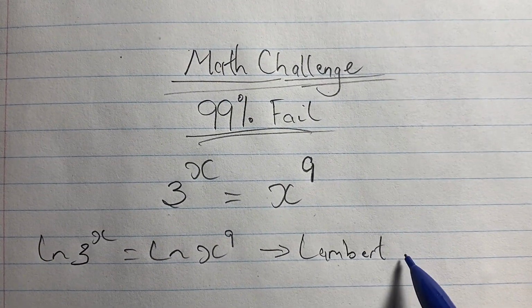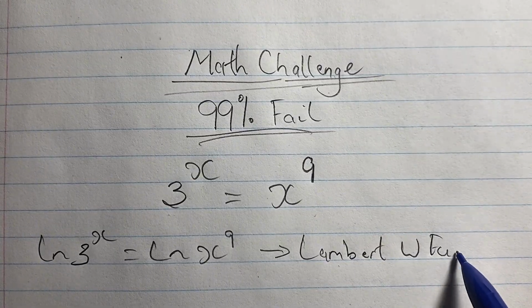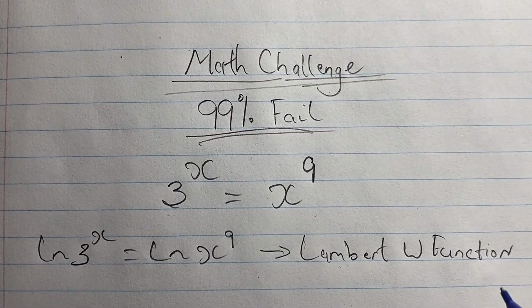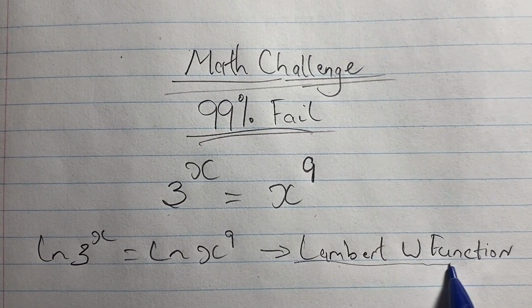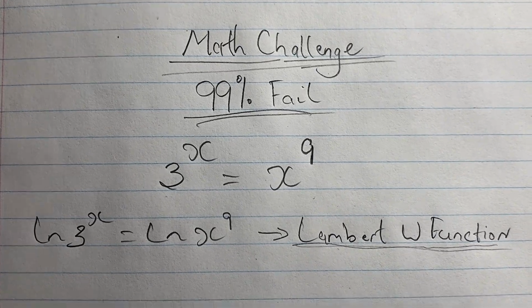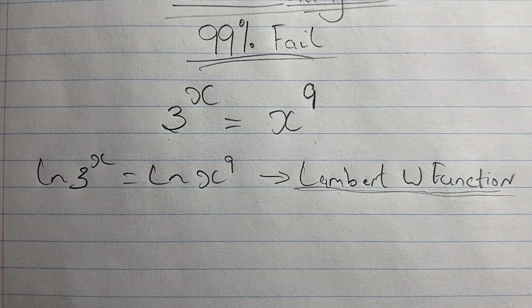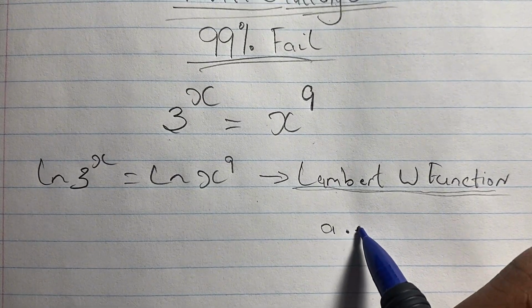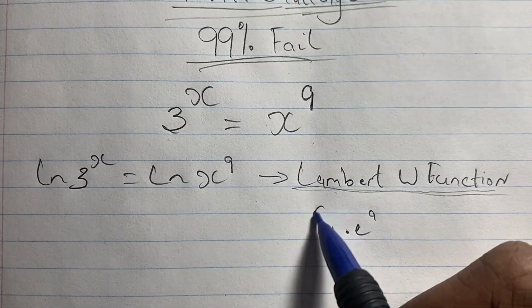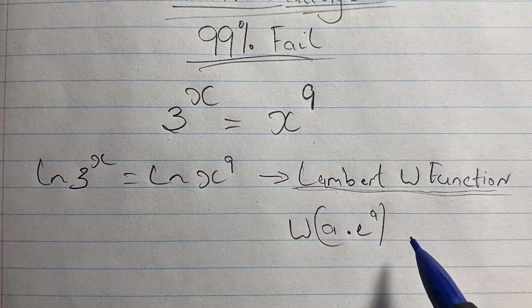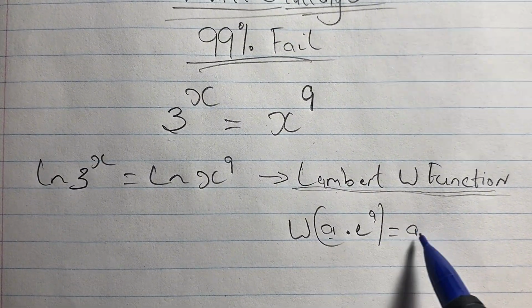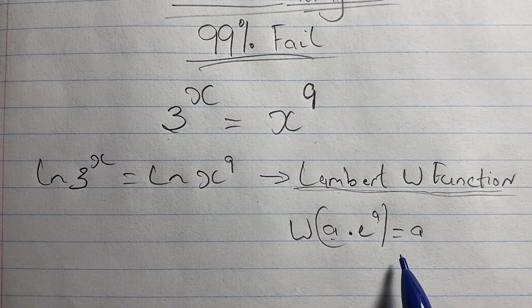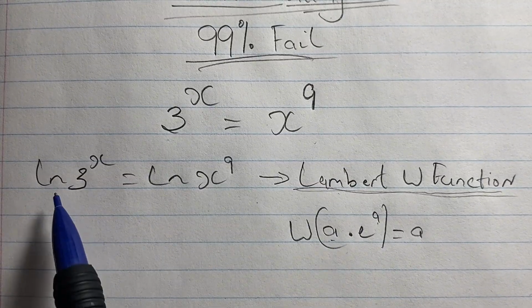And just to introduce that, we'll be using the special function, which is the Lambert W function. This is a very special kind of function where it is used to solve equations where the variable is in the base and also is in the exponent. Here we see x is in the power and we also see x as the base of 9. And this W function only operates on expressions such as a times e to the power of a. Where applying this W function, the result is a.